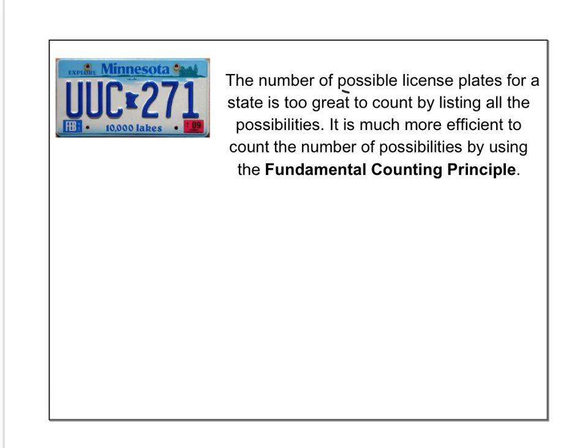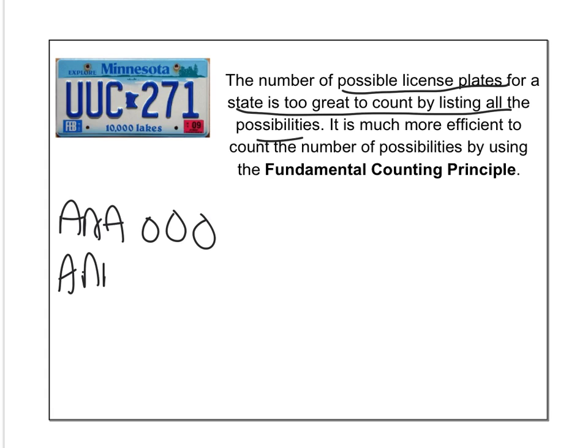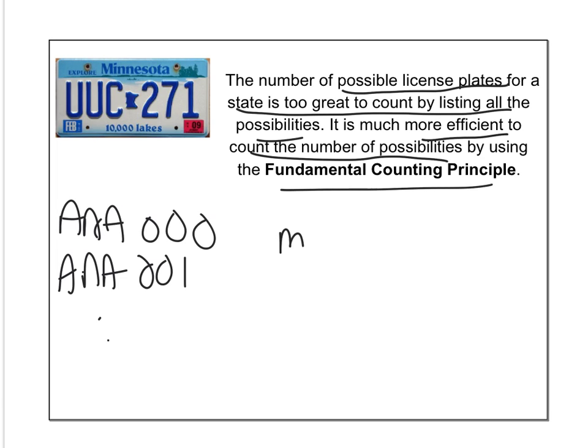The number of possible license plates for a state is too great to count by listing all the possibilities. You could go A, 0, 0, 0, A, 0, 0, 1, but your hand would fall off long before you ever reach the end. So it's way more efficient to count the number of possibilities by using the FCP, or Fundamental Counting Principle. The fundamental counting principle says multiply every single way that each individual event can happen.